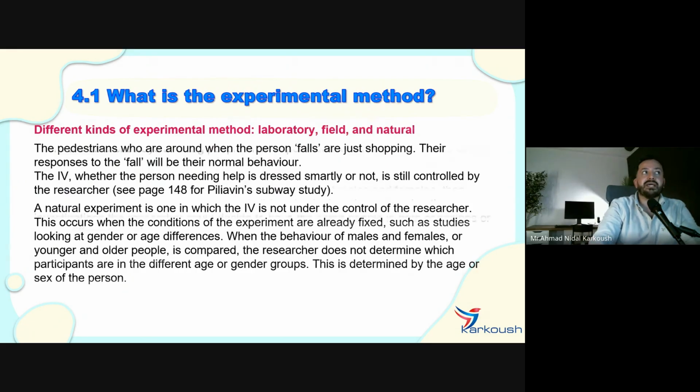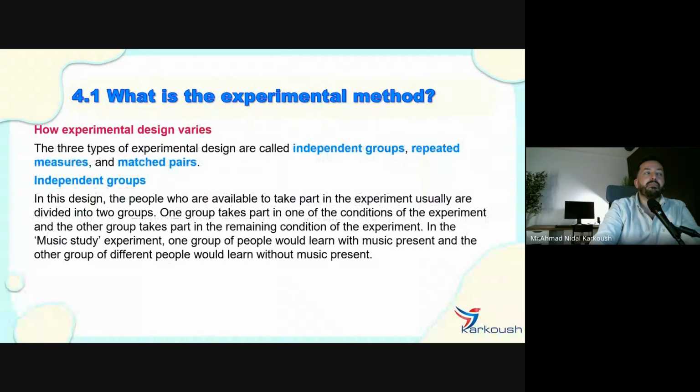So, technically speaking, the three types of experimental design. We have three types of experimental design that we're going to talk about, and these are called independent groups, repeated measures, or matched pairs. We have independent groups, repeated measures, matched pairs. These are the three experimental designs.